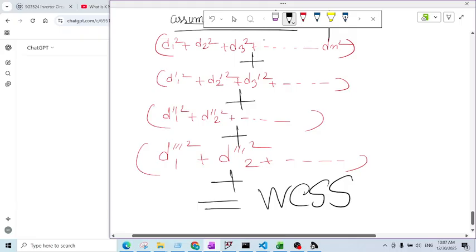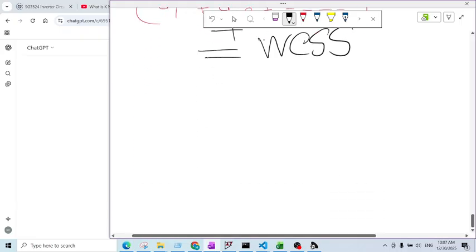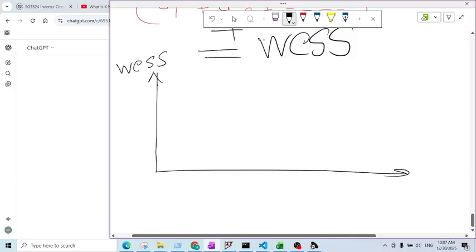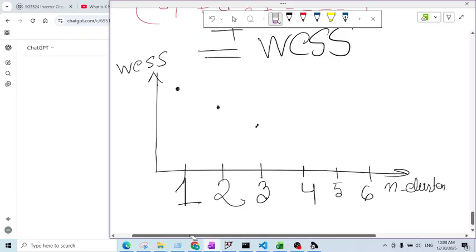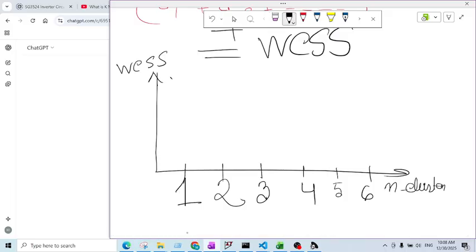Okay, so what I will do now, let's say this is WCSS, and I will first assume that the number of cluster is 1, and then I will find the WCSS. Then I will assume that the number of cluster is 2, and I will find the WCSS of the data. Again I will do it for 3, 4, 5 and 6, and I will see that the data looks like this.